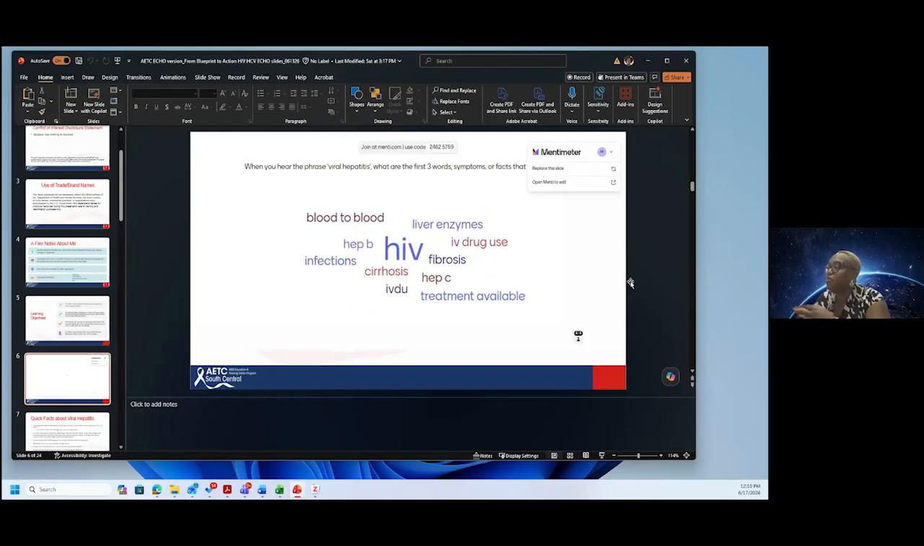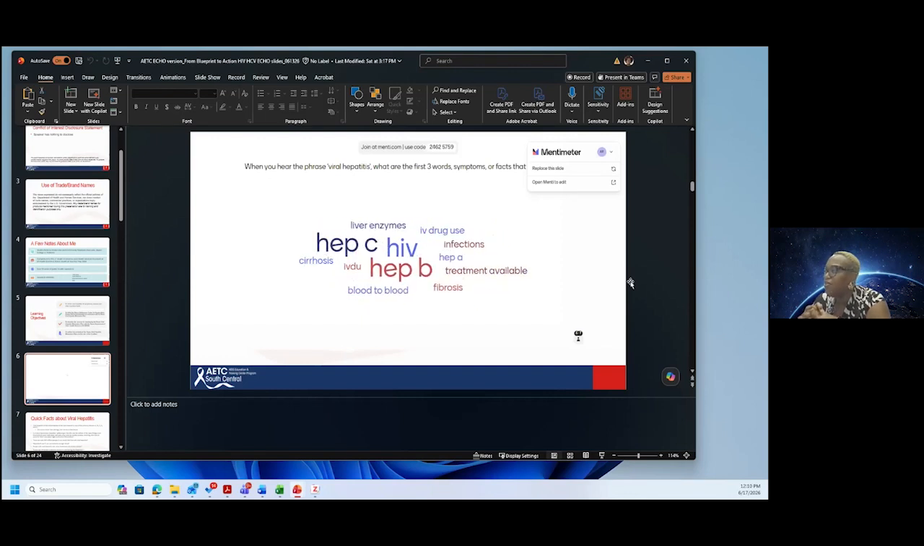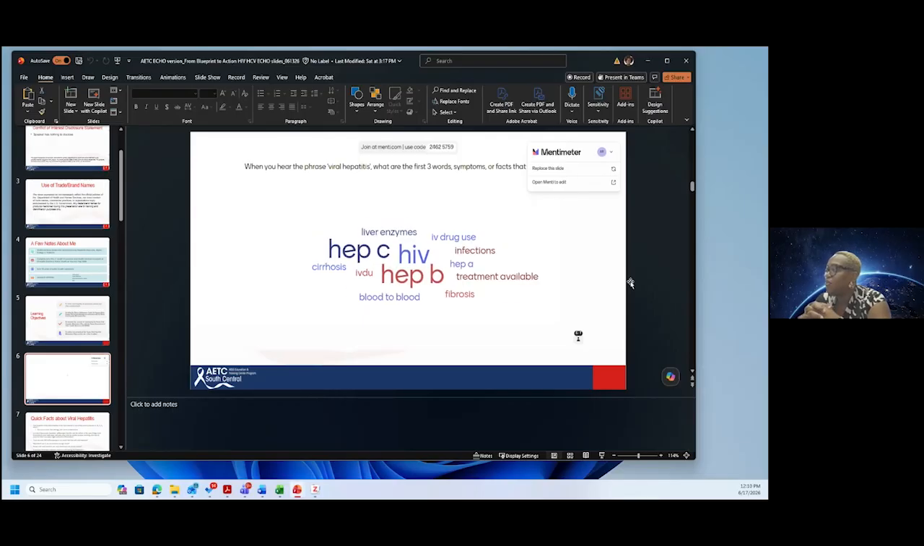Okay. Treatment available, infections, Hep B, HIV. Okay, fibrosis. Good. Hep C, IV drug use, liver enzymes, blood to blood. All right, the IVDU, not sure what that is. Hep A. Okay. I'll give a few more people time. Jaundice. Okay, good. HCC, yes. Very good.